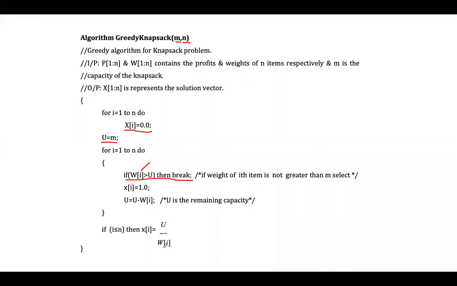So this is the knapsack problem for fractional values. Here, objects can be considered in fractions. Is it clear? So this is the fractional knapsack problem.